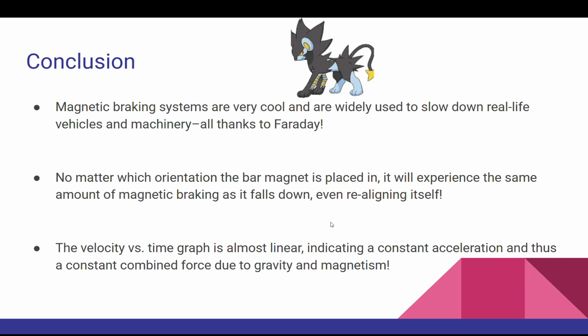In conclusion, we have braking systems that cause very cool things in the real world, like braking in vehicles as well as machinery, and they're very helpful to help actual things in real life work, all thanks to Faraday. No matter which orientation the bar magnet is placed in, it will experience the same B field and braking because as it falls down, it will eventually realign itself to fall in the ideal direction. And also we have velocity versus time being very linear because of constant force due to combined gravity as well as magnetism. And that's about it for this.